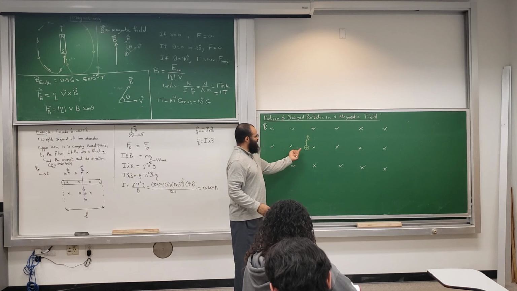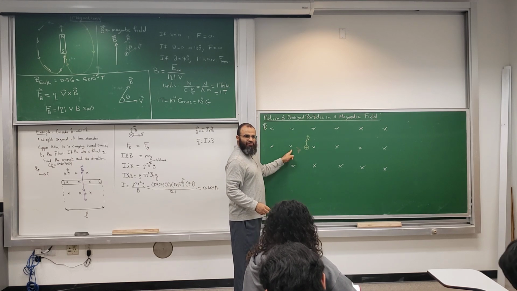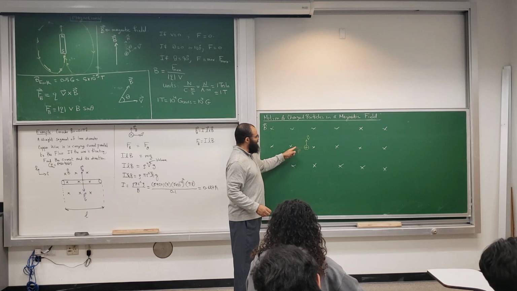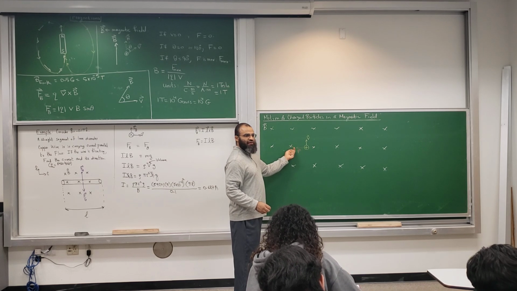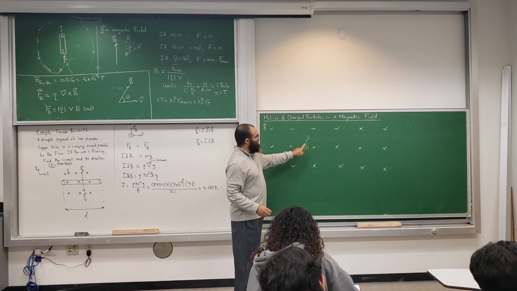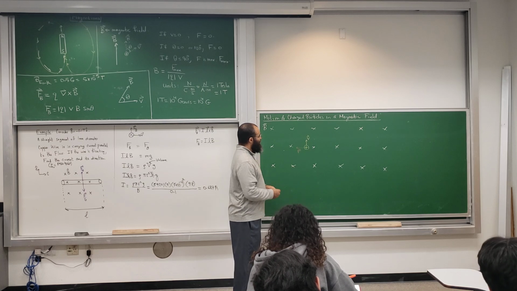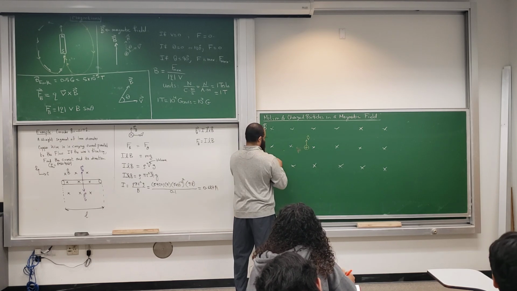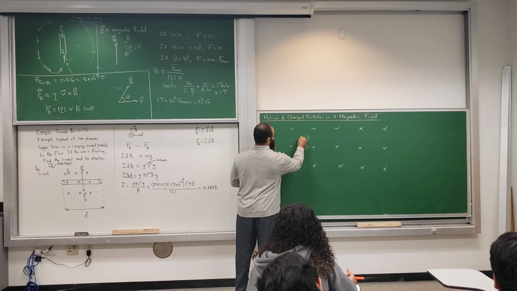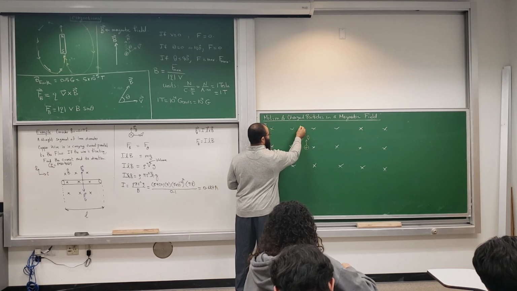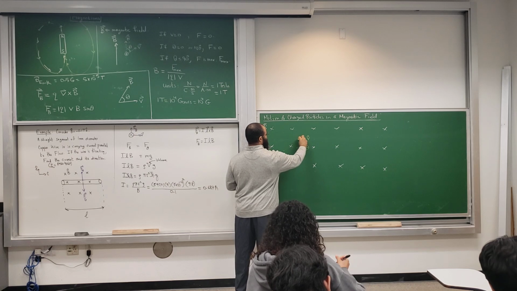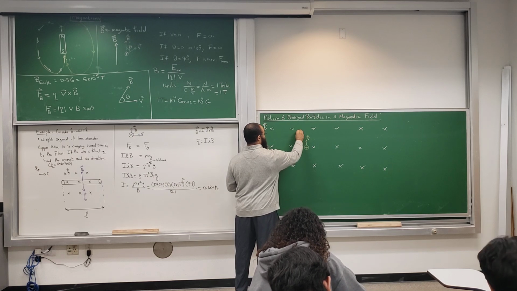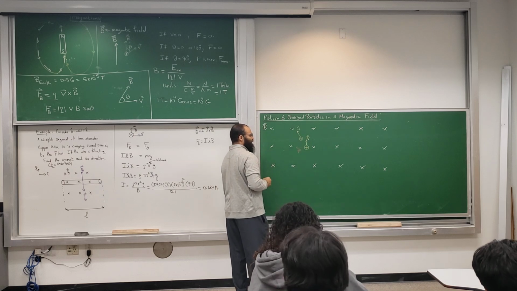So if the force is this way, it means the charge has to accelerate this way. So it will move a little bit this way. But it still has a velocity upward, so it will move up and then a little bit this way. So a moment later, the charge might be here. It gained some velocity this way, so its velocity will be in this direction now.